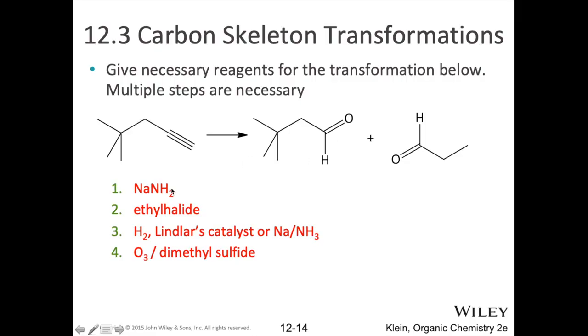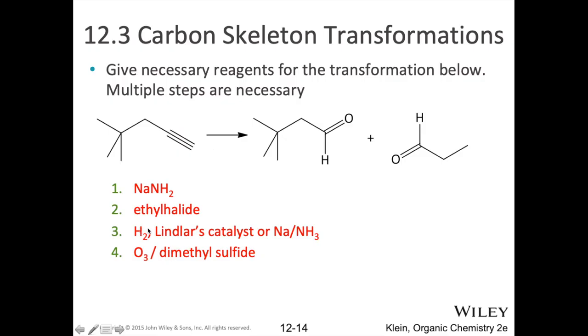So these first 2 steps will convert your alkyne and add that ethyl group. Basically, your sodium amide will turn this into an alkanide ion, which then does an SN2 substitution with your ethyl, let's say ethyl chloride or ethyl bromide, whatever halide you're using. And it adds on that ethyl group, so you get that internal alkyne.